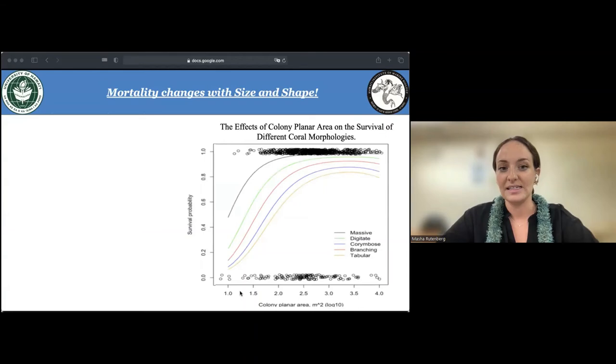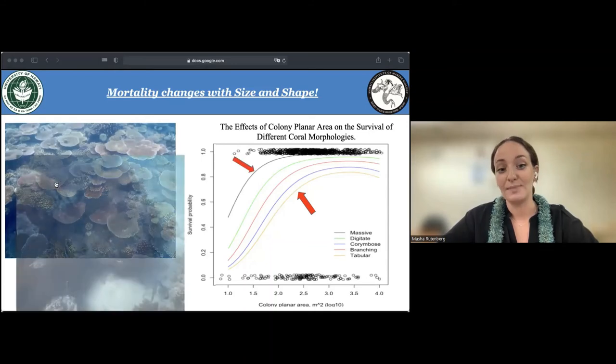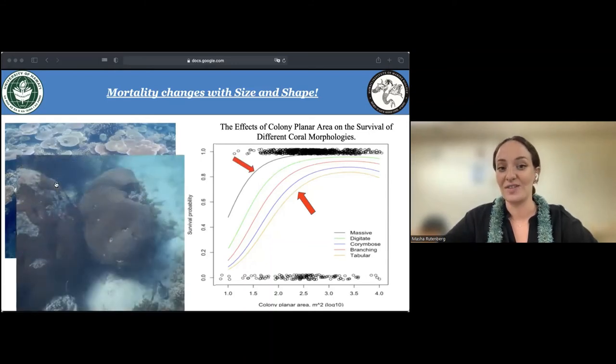The x-axis is the colony planar area in log form, and the y-axis is the survival probability. I'd like to focus your attention on two specific morphology forms. We can see that as tabular coral structures increase in size, their survival probability decreases. However, as massive coral structures increase, their survival probability will increase as well.